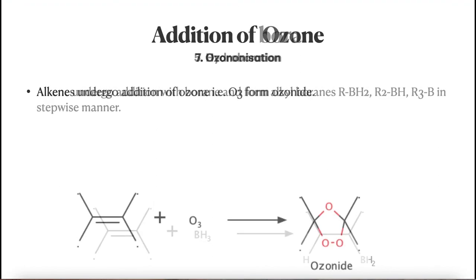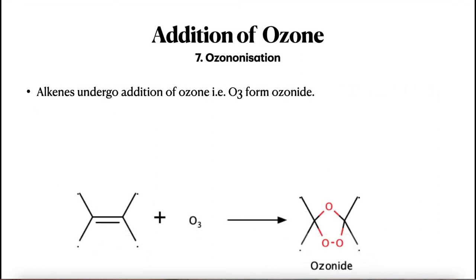And the last reaction is the ozonolysis, that is the addition of ozone, O3. Alkene undergoes addition of ozone to form ozonide. There is the addition of an oxygen molecule across one bond and addition of an oxygen atom across the other bond of the carbon-carbon double bond, which leads to the formation of the ozonide.